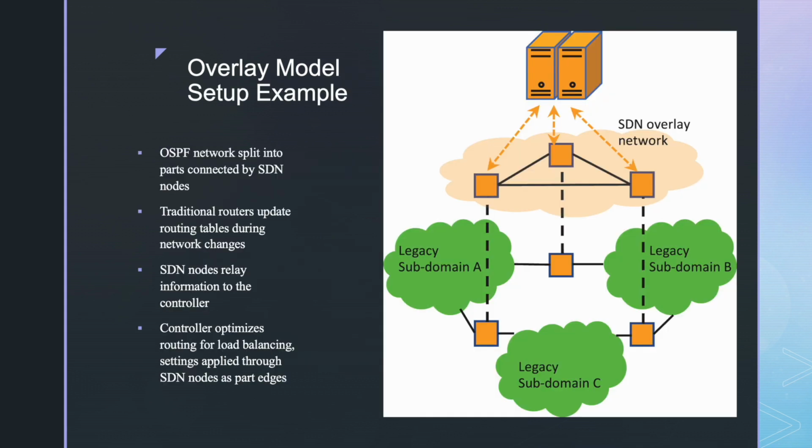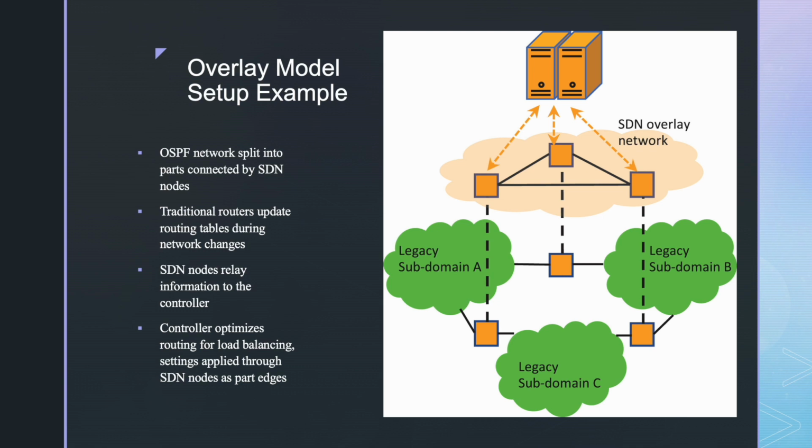Now let's take a closer look at an example of SDN in action. On this slide, we have an OSPF network split into different parts connected by SDN nodes. Traditional routers typically update their routing tables during network changes. However, in an SDN environment, the game changes. SDN nodes play a pivotal role in relaying this information to the central controller.